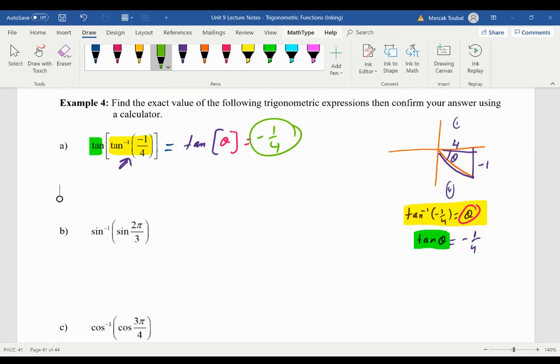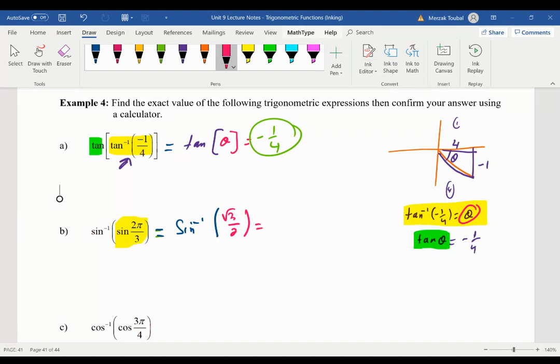Let's do the second one. Second one, we have the sine inverse of sine of 2 pi over 3. What is sine of 2 pi over 3? If you look at the unit circle, that would be root 3 over 2. Okay. What is sine inverse of root 3 over 2?